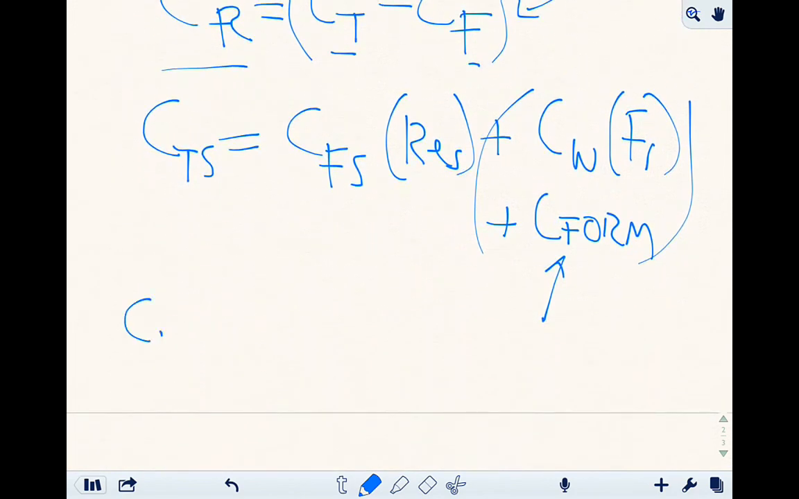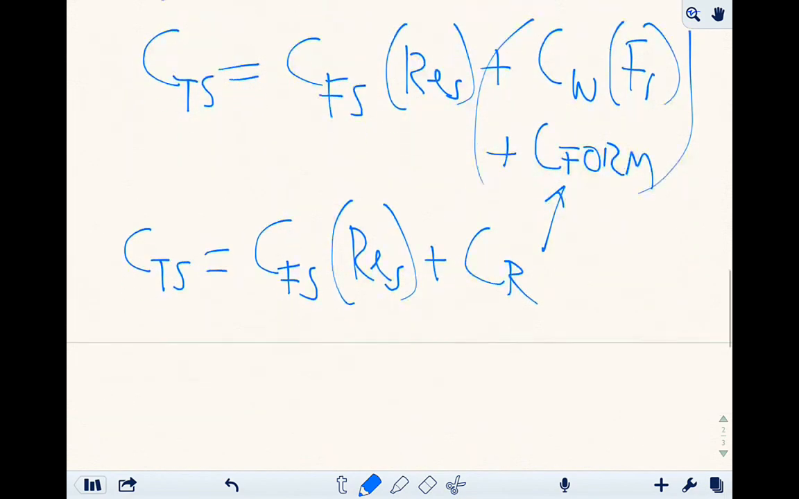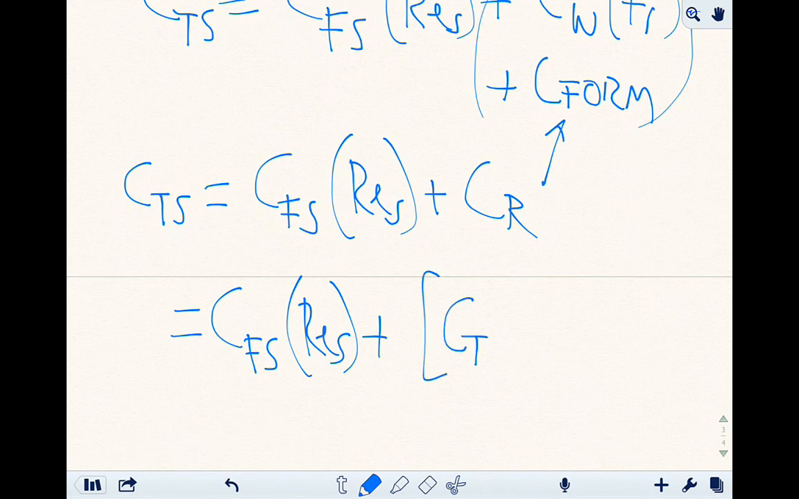So I'm going to say CTS is equal to the friction drag on the full ship, which is a function of the Reynolds number of the full ship, plus CR, the residual drag, which is the same for both model and full scale. And in the model, it's equal to the difference between the total drag coefficient and the frictional drag coefficient. So this is going to be equal to CFS, which is a function of the Reynolds number of the ship, plus this difference, total drag coefficient on the model minus the frictional drag coefficient on the model, which is a function of the Reynolds number of the model.